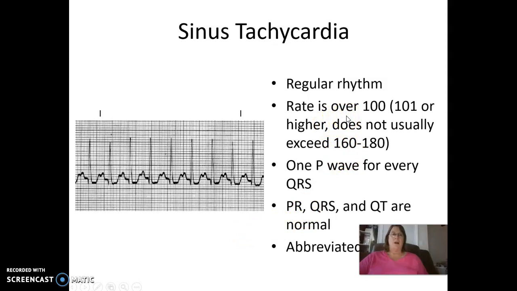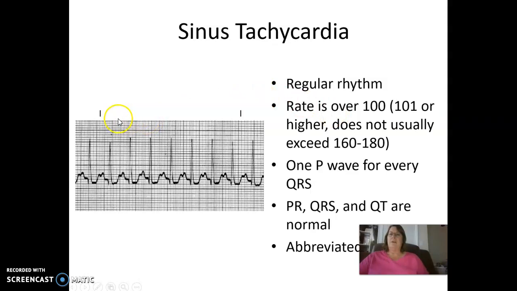So we will have a regular rhythm with a sinus tachycardia. Our rate will be over 100. So 100 is normal, 101 and higher becomes a tachycardia. But again, usually 160 to 180 is our max. We will have one P wave for each and every QRS, and normal PR intervals, QRS intervals, and QT intervals. It's abbreviated ST for sinus tach, but always make sure you put your rate, because sinus tach at 110 versus sinus tach at 160, you're going to see 2 different things with your patients. So we always put the rate down.